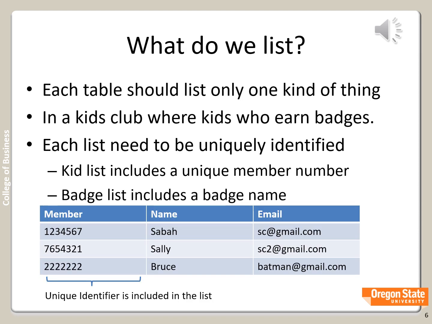Start by listing people, places, and things of interest. For example, a kids club that has badges might need a list of kids and a list of badges. Our first rule of thumb said that each row needed to be uniquely identified. Member numbers and badge names would work out nicely as unique identifiers.